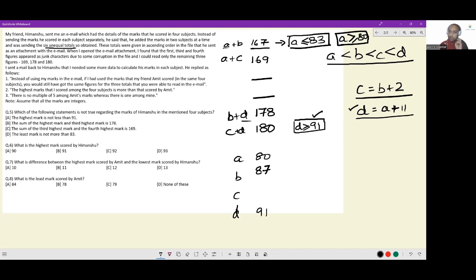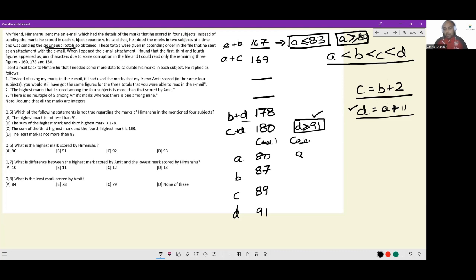And also because C is 2 more than B, C will be 89. Another way we can reach C equal to 89 is C plus D is 180. So if D is 91, C has to be 89. This is one possible case. I'll call it case 1.